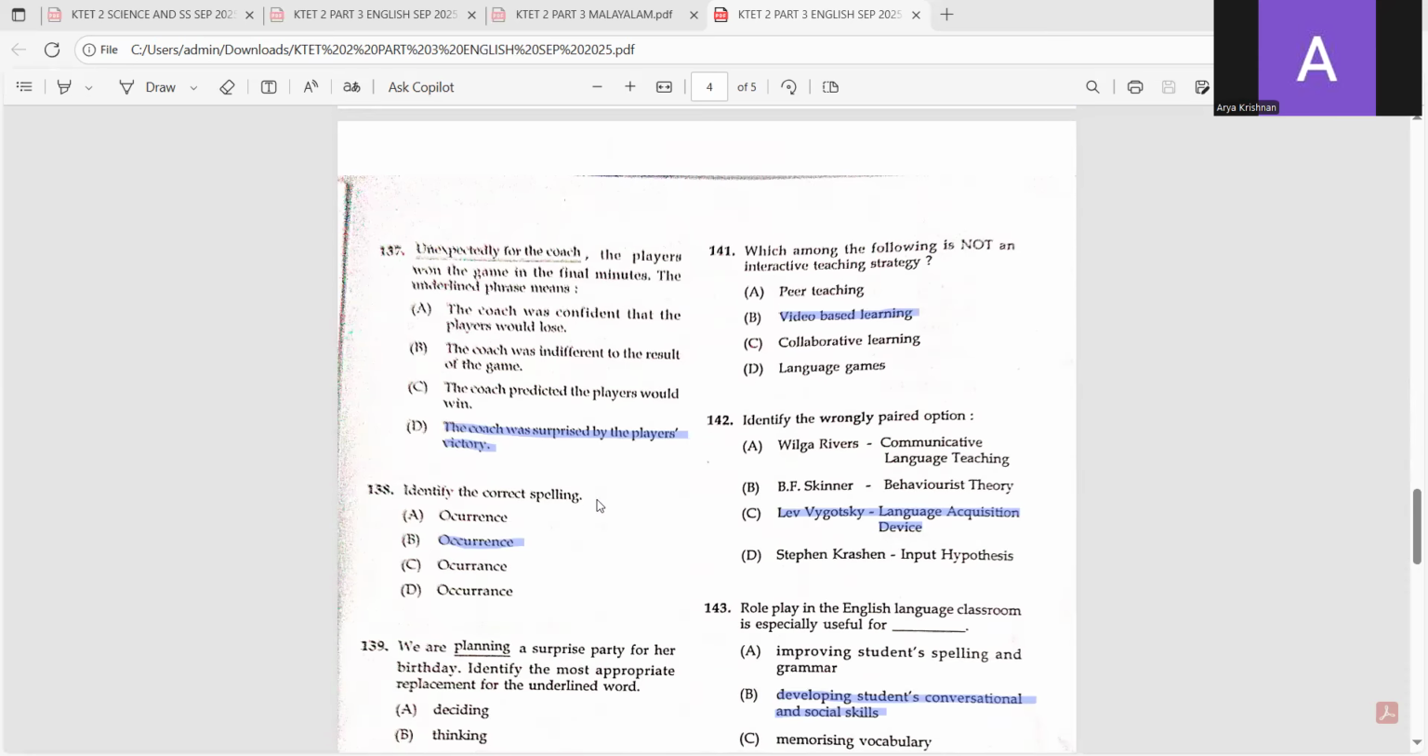137. Unexpectedly for the coach, the players won the game in the final minutes. The underlined phrase means the coach was confident that the players would lose. The coach was indifferent to the result of the game. The coach predicted the players would win. The coach was surprised by the players' victory.